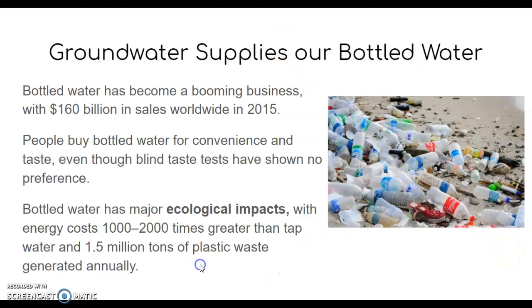I believe that is the end of this slideshow. The big things are that we need to know what's happening with saltwater intrusion and land subsidence, and we need to know the consequences of groundwater depletion. Because remember, we depend on groundwater for all of our water needs, and if we deplete all of our groundwater, we're going to be in a really bad situation.